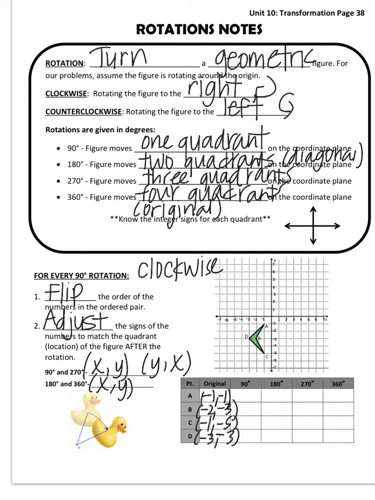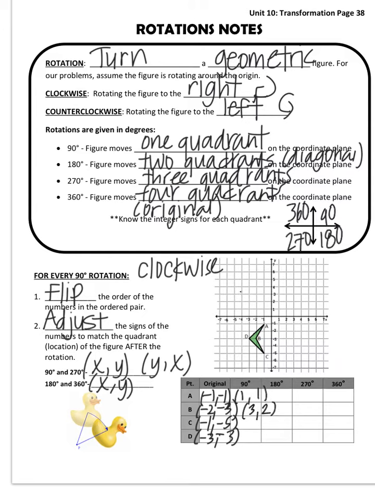Let's go back up here to this coordinate grid. So 90 degrees would be one quadrant, 180 is 2, 270 is 3, and 360 is 4. So if we're rotating this figure 90 degrees clockwise, that means that we're going to go from quadrant 3 to quadrant 2. So for 90 degrees we do flip the numbers. So I'm going to start by doing that.